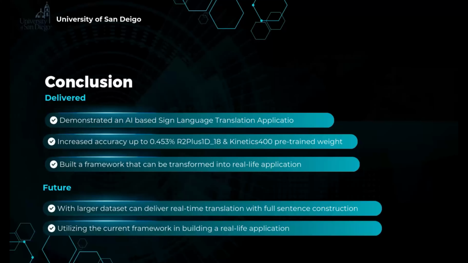To conclude, we delivered the following goals: built a fully working AI-based ASL recognition system, achieved 45.3% accuracy using the R(2+1)D-18 model trained on Kinetics-400, and developed a complete framework ready for real-world applications and future expansions. With a larger dataset, we can expand into full sentence translation, while the current system already supports a real-time ASL-to-English pipeline.